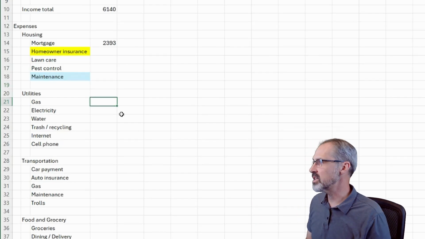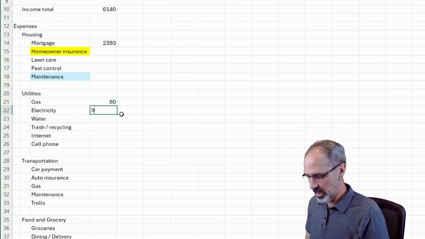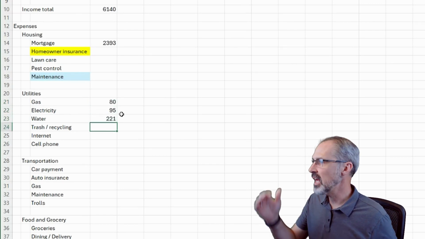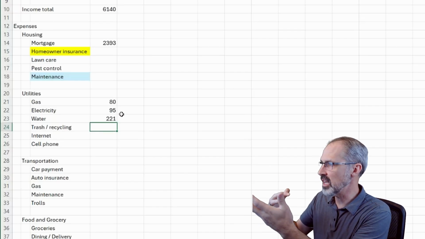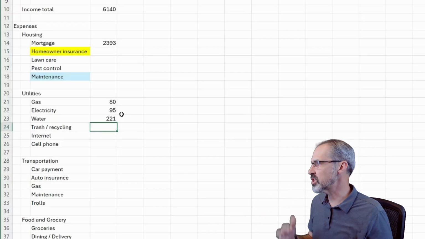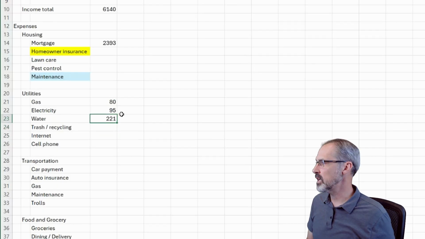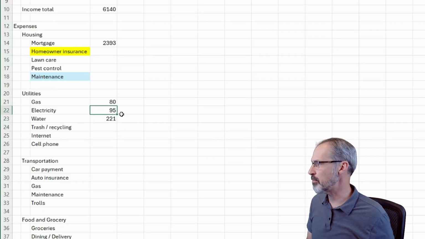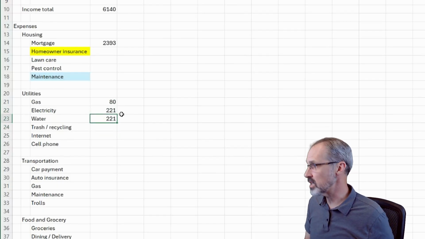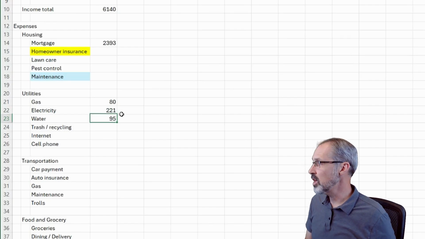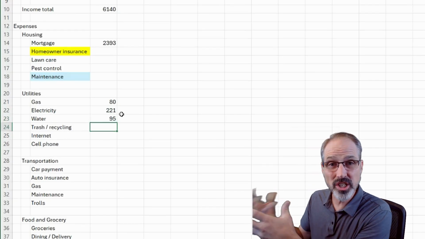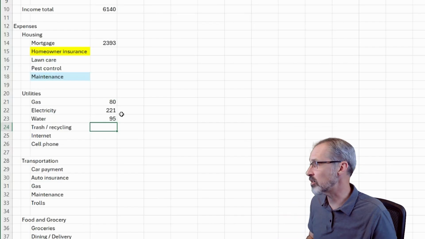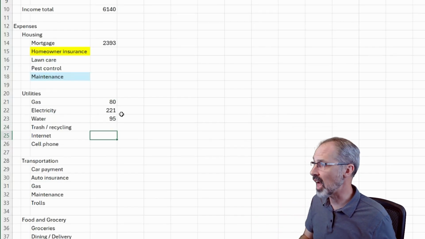Let's look at our utilities. Gas, they spend $80, $95 on their water, $221 for electricity. In their town, trash is included with the water. Let's see, I got that backwards. My test sheet was different. So electricity is $221, water is $95, but trash is included in the water in their town. So there's no line for that.